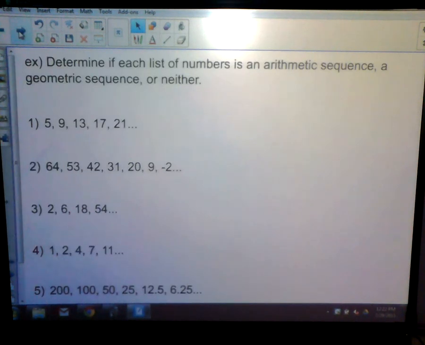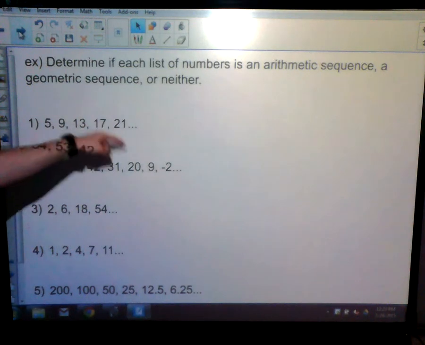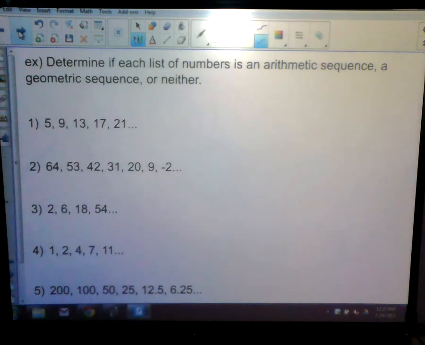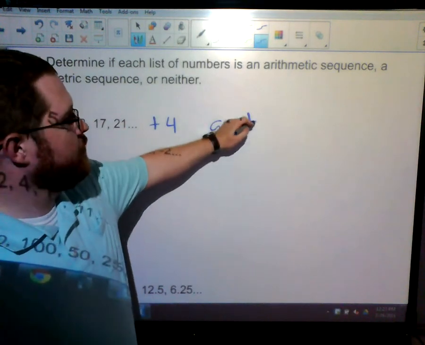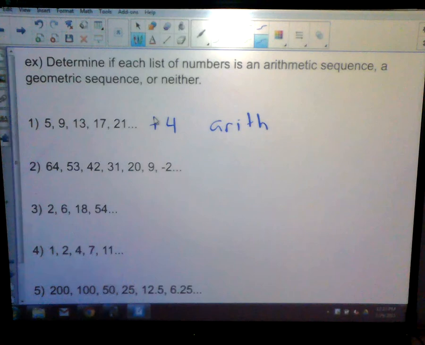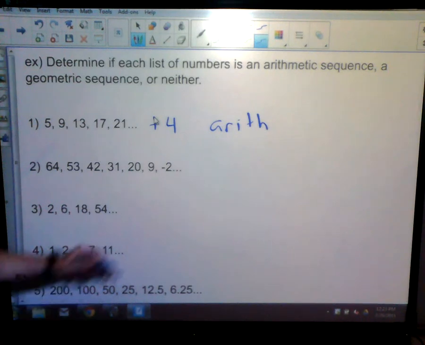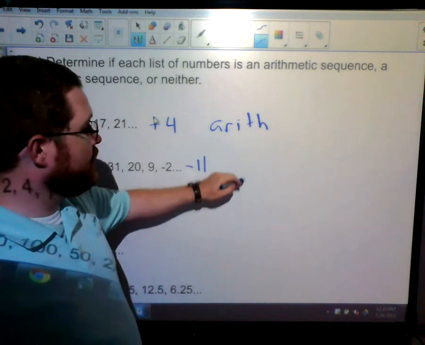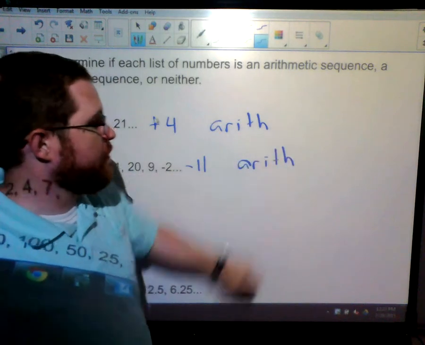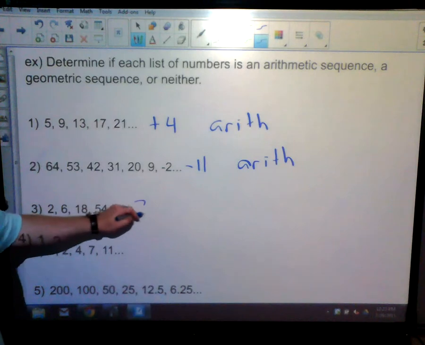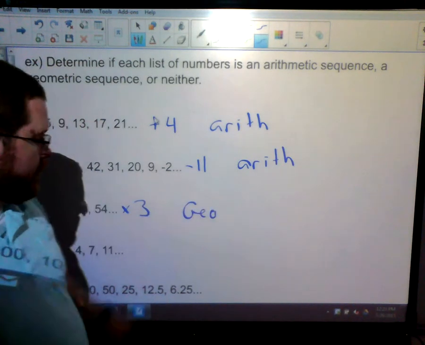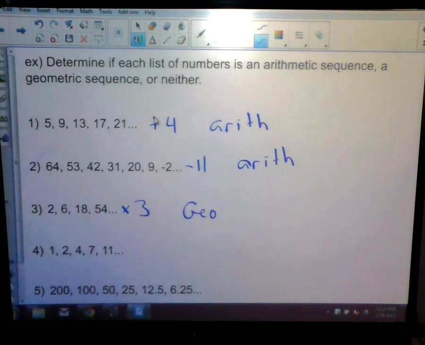For example, what's the pattern for the first one? Well, every time you're adding 4, so that's arithmetic. How about for the next one? Every time you're subtracting 11 or adding a negative 11, so that's also arithmetic. For the third one, you're multiplying by 3, that's geometric. For the fourth one, multiply by 2, no, it doesn't work.